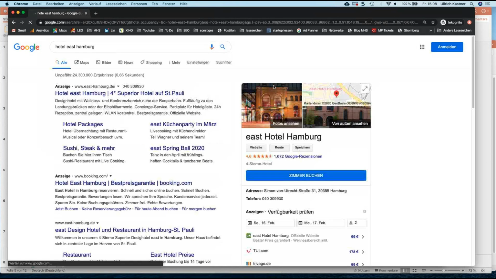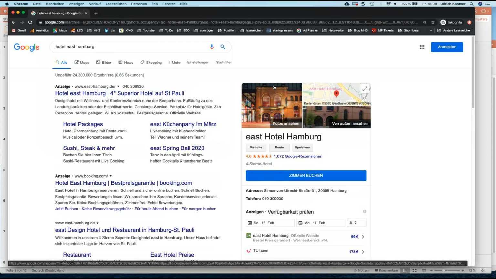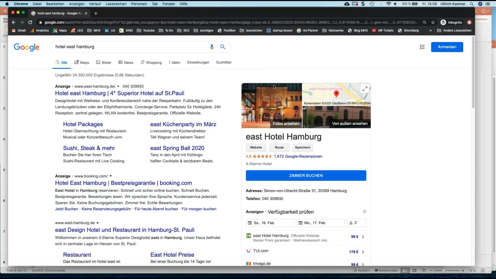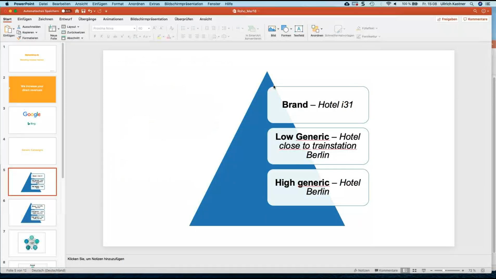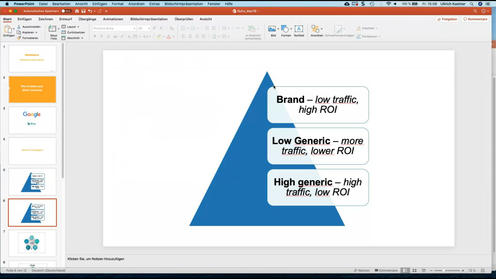So again, for example, if I take a different example, which is the hotel of us in Hamburg, you can see, okay, the first advertising is actually the East Hotel Hamburg and not Booking.com, which is now position number 2. And usually the cost per clicks for these kind of things are fairly low. And as you can see, I'm going back to my screen here. We see that on brand traffic, usually we have very high ROIs, or our average cost on brand campaigns is somewhere around 8%.